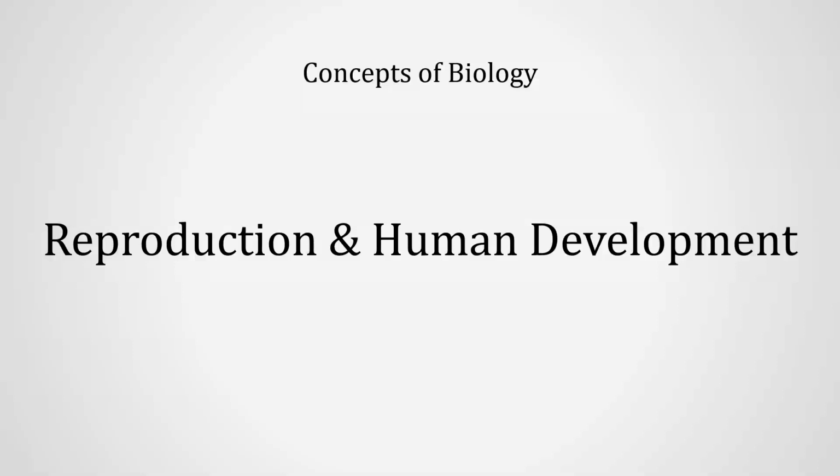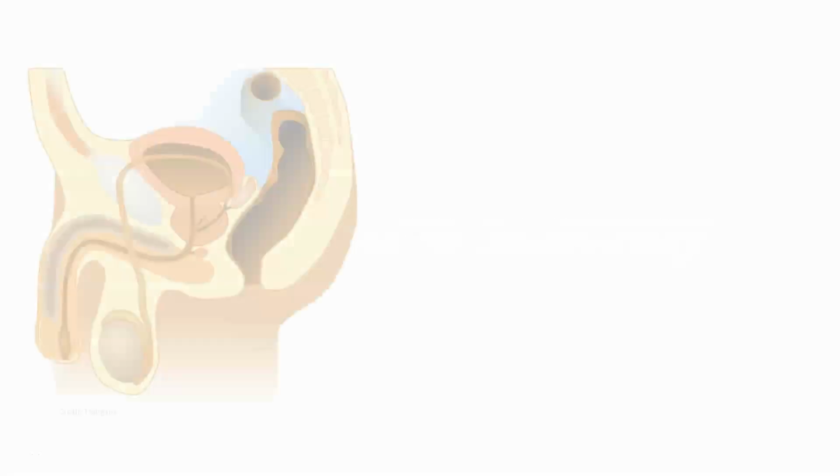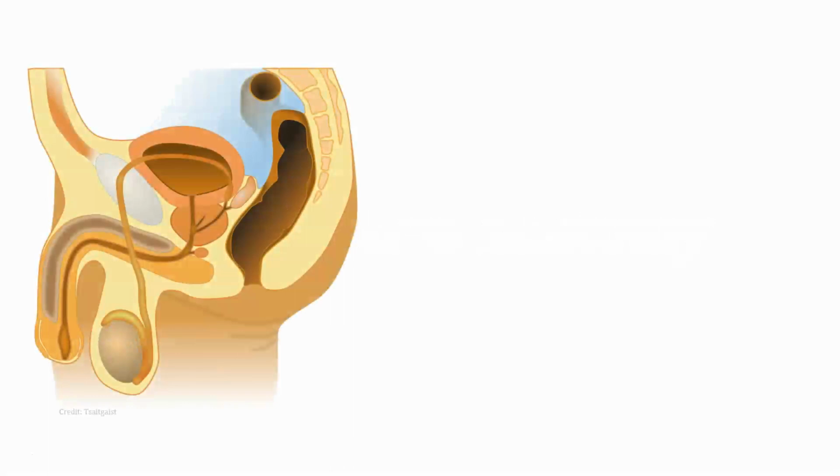We're looking at reproduction and human development in this lecture. To begin, the reproductive anatomy, specifically of the male. This is a sagittal section showing some of the reproductive structures, and we'll start with the place that sperm are produced, and we'll go through the entire pathway that they would travel in the event of ejaculation and also fertilization of an egg.